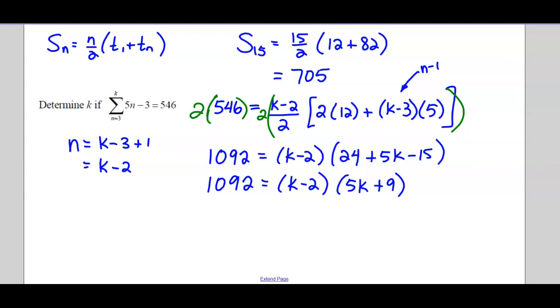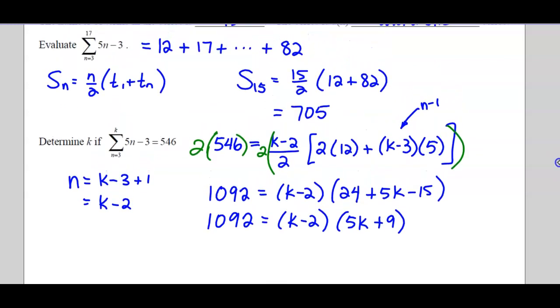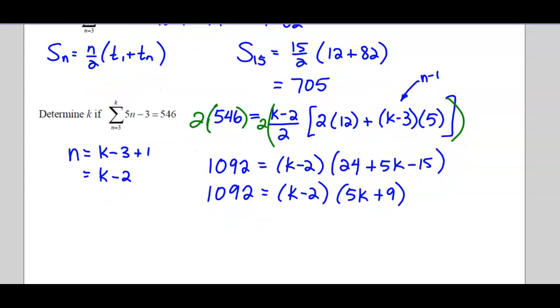If this was a numeric response or multiple choice, then if you've already done part A, our upper index was 17 and our sum was 705. Here our sum is 546. It's smaller, so you know your k value has to be smaller than 17. You could work backwards from it. But we're showing a proper algebraic solution, just in case you have to do that.